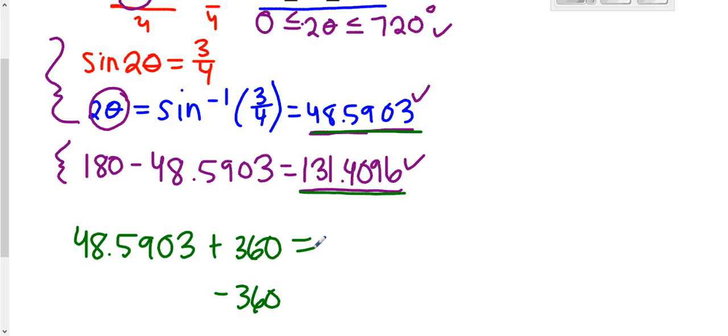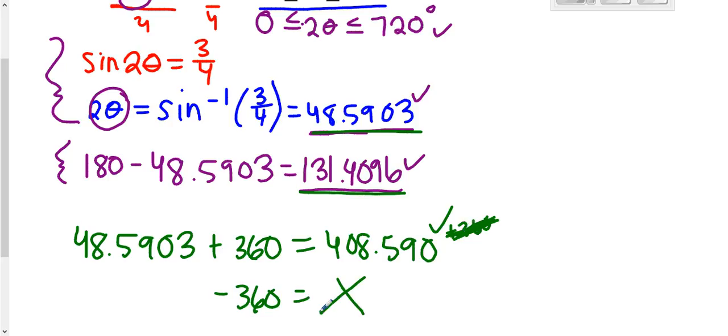from 48.5903. When we add 360, we would get 408.590. And that is in our interval, so it'll go on our list. Now we need to double check. If we add 360 again, we're going to get 768-ish. That does not give us another answer, so we don't have to keep going in that direction. Now when we subtract 360 from 48, that's going to give us a negative answer, and our interval stops at 0, so that does not give us a viable option.